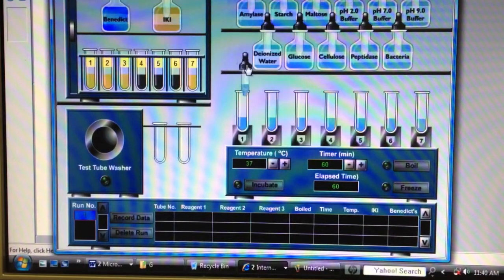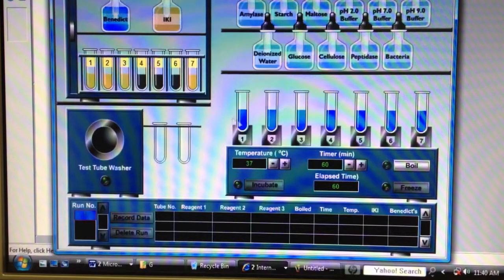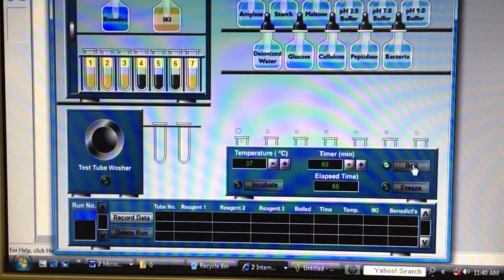Now when we add Benedict's reagent to each one of these test tubes and then heat it up, we'll see if there are sugars in the test tube. And again, we have to heat up Benedict's reagent, but we don't want to boil the test tubes. At this point, it wouldn't matter because the starch should have already converted everything. And we're going to heat it up for just a second.